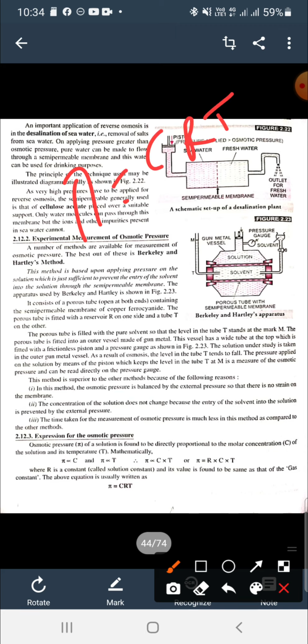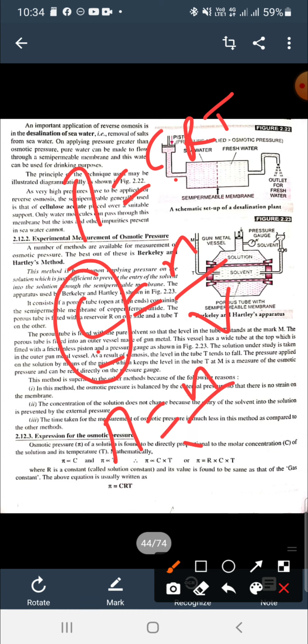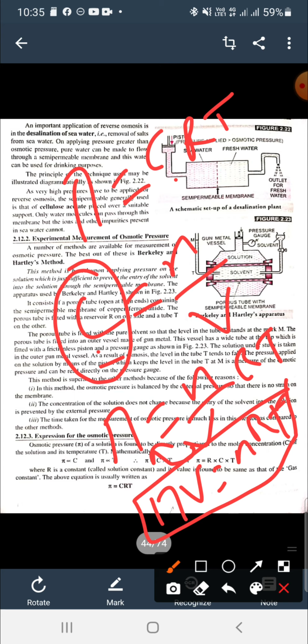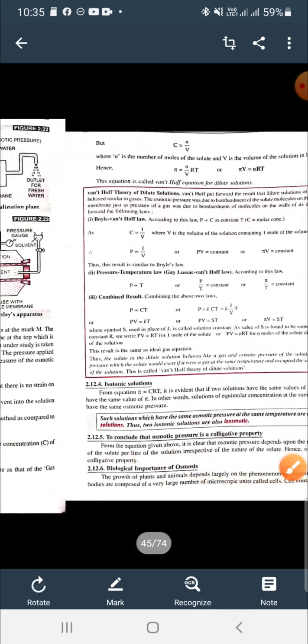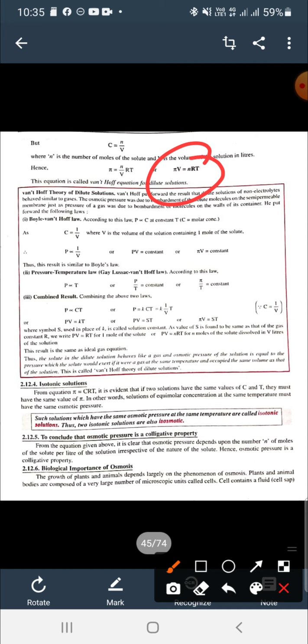This is similar somewhere. We can conclude that C, your concentration, is equal to the number of moles upon the volume of solution. So you can write pi is equal to n upon V RT. Now take this V to the other side. So pi V is equal to nRT. This is similar to PV is equal to nRT, that is your ideal gas equation. So this is your expression for osmotic pressure: pi V is equal to nRT.